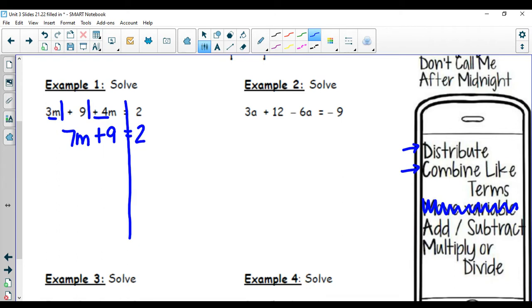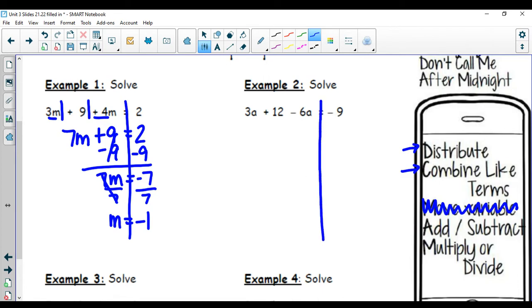So this side is going to stay the same. I only simplified this one side. At this point, it looks like a two-step equation, so just follow your normal steps. Add and subtract first. 7m is equal to negative 7. Divide by 7 on both sides so that you get 1m, which we write as just m, equals negative 1.